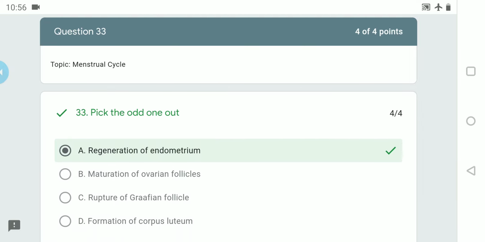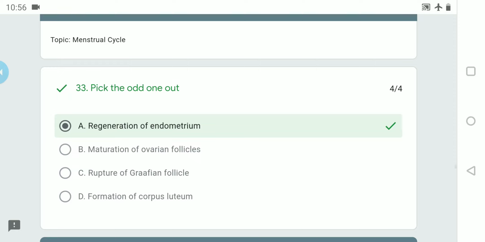Pick the odd one out. This question is again related to the topic of the menstrual cycle. Let me read the statements: regeneration of endometrium, maturation of ovarian follicles, rupture of Graafian follicle, formation of corpus luteum. Why is one of them the odd one? First of all, let me tell you the remaining three statements: the maturation of ovarian follicle, rupture of Graafian follicle, the formation of corpus luteum. When do they happen? This process generally comes under the follicular phase, the maturation of follicles.